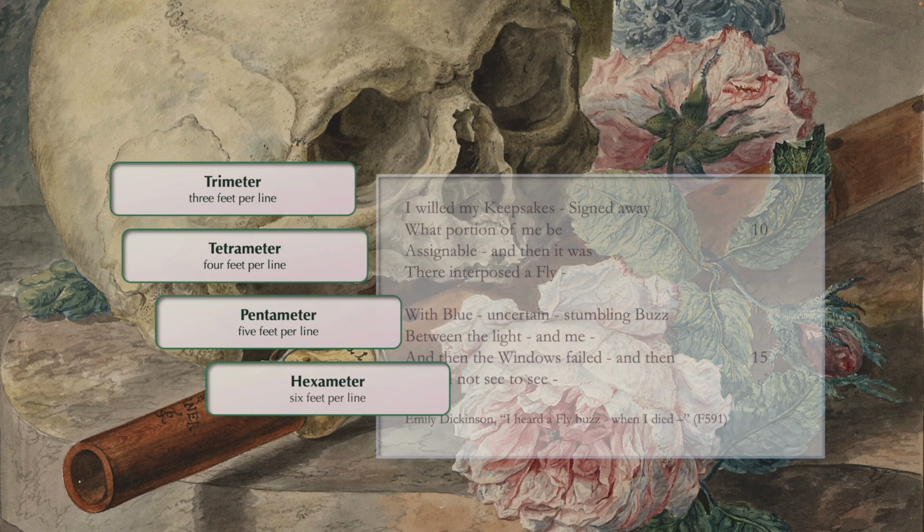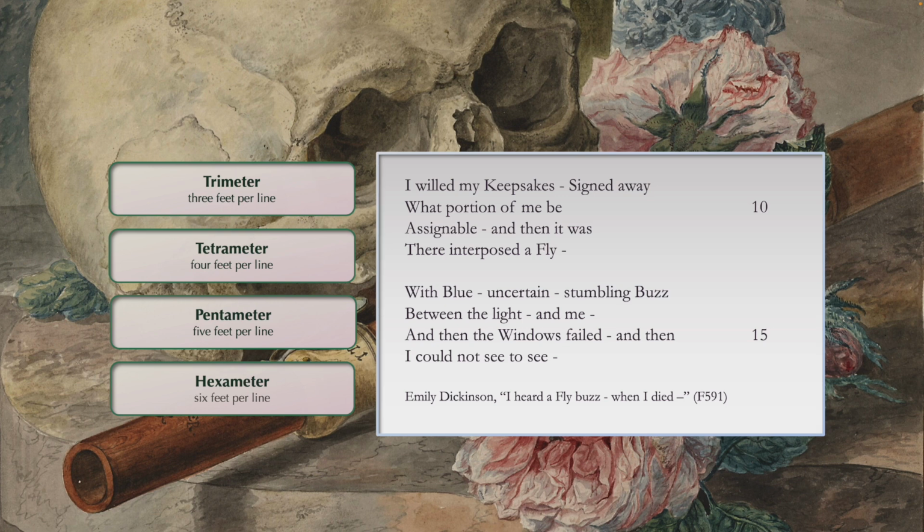So I'm going to scoot those over and get this poem, part of a poem, 591, Emily Dickinson, "I heard a fly buzz when I died," just to give you an example of scansion, how I annotate meter, and then I will apply the terminology here. So the first line there, "I willed my keepsakes signed away," and I'm going to use my accent marks there.